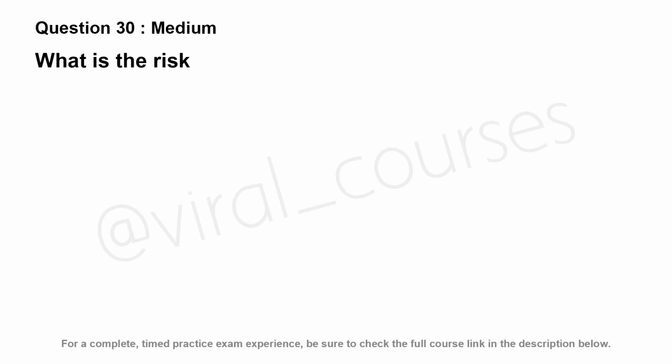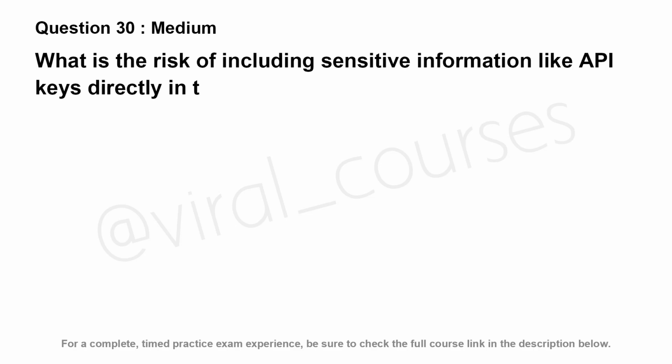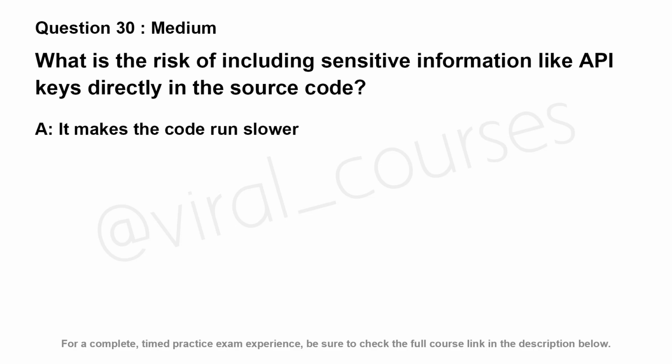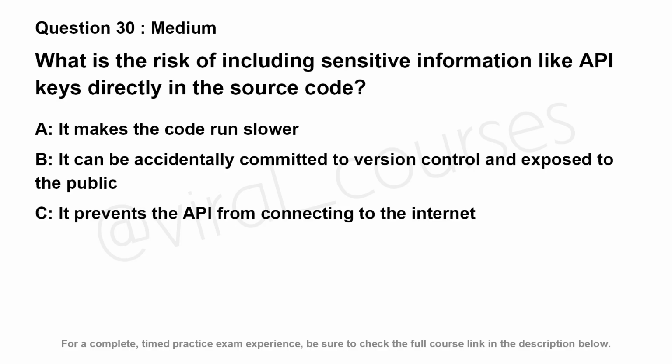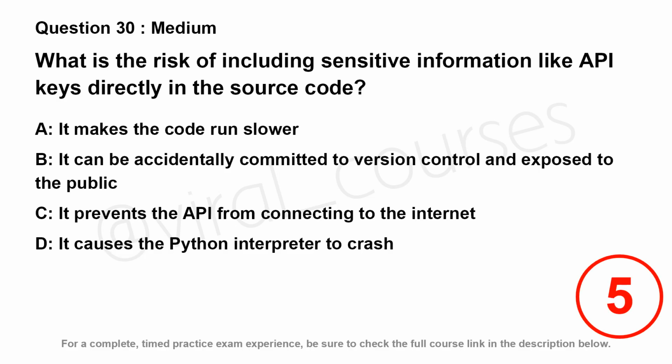What is the risk of including sensitive information like API keys directly in the source code? Option A. It makes the code run slower. Option B. It can be accidentally committed to version control and exposed to the public. Option C. It prevents the API from connecting to the internet. Option D. It causes the Python interpreter to crash.